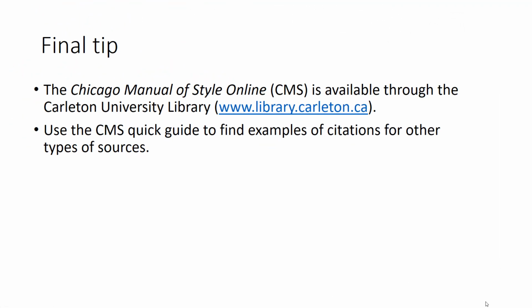So here's the final tip. The Chicago Manual of Style Online is available through the Carleton University Library. Use the Chicago Manual of Style Quick Guide to find examples of citations for other types of sources. This is the end of this video.